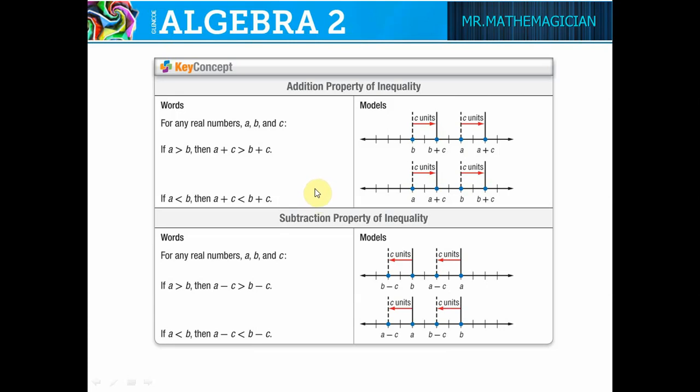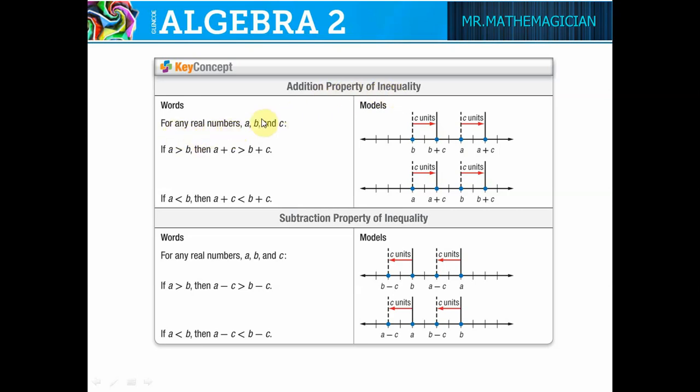This is Algebra 2, Chapter 1, Lesson number 2, Solving Linear Inequalities. Inequalities, let's begin with the properties. First, the addition property of inequality.